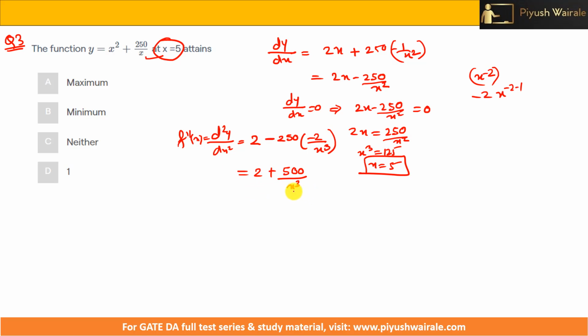So if I put the value of 5, anyway, the value of this particular f double dash of x is always greater than 0, right? So if f double dash of x is greater than 0, it means f of x will obtain minima, right? That is minimum value. So option B is correct. Okay.